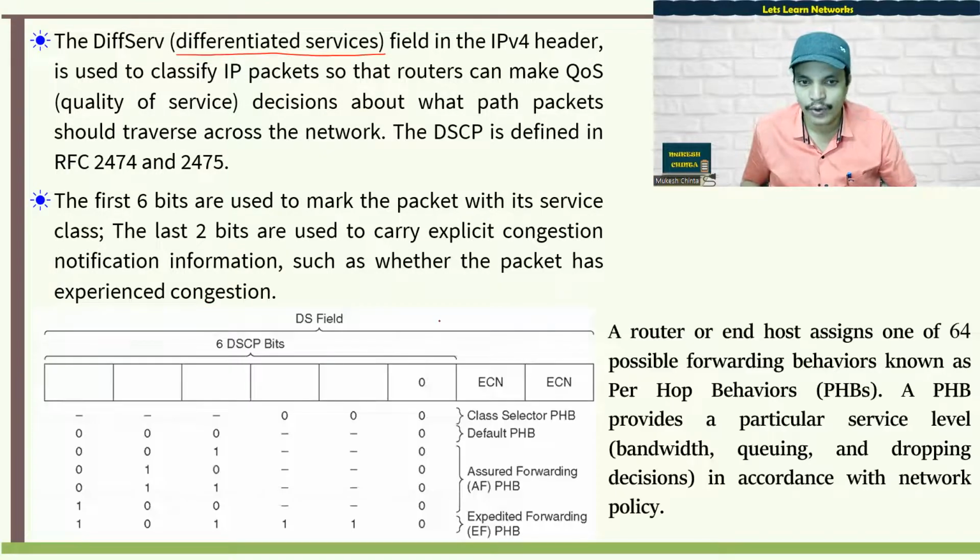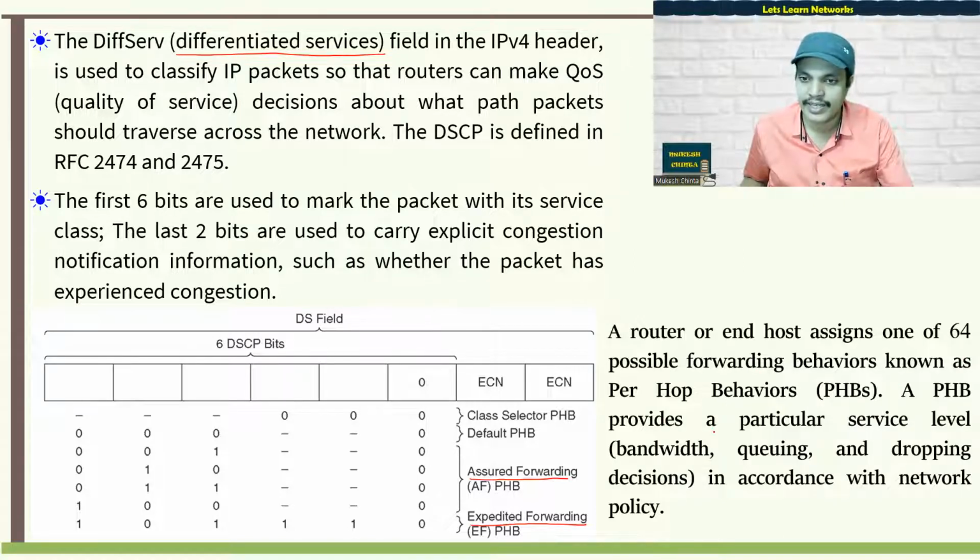Now you can have a quick look at this particular example. As I told you, these are the first 6 bits. There are 2 classes that are defined. One is called assured forwarding, and the other one is called expedited forwarding. Both of them have their own PHBs. So a router or end host assigns one of the 64 possible forwarding behaviors. Where do you get the 64 from? 6 bits. 2 power 6 is 64 possible forwarding behaviors, known as the per hop behaviors, PHBs.